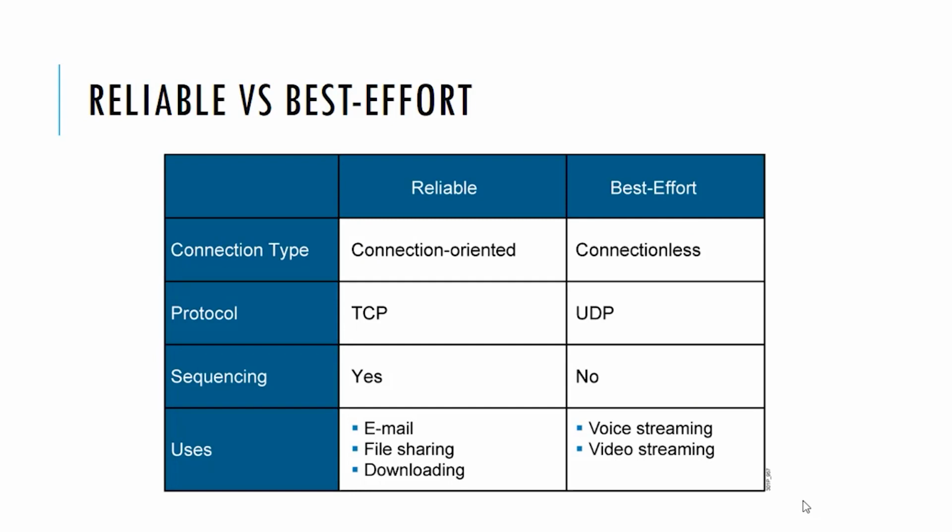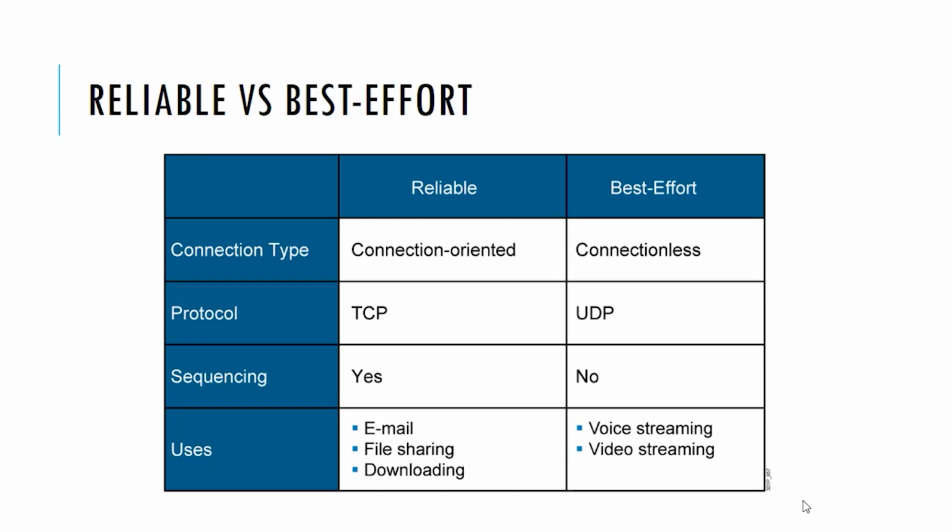Let's compare reliable communication and best effort communication. The reliable communication is connection oriented. No data transfer before connection establishment. But the best effort communication is connectionless. Data can be transmitted without establishing a complete connection or a complete session, a complete circuit from the source to the destination. The protocol used for reliable communication is the TCP. The protocol used for best effort delivery is the UDP protocol.